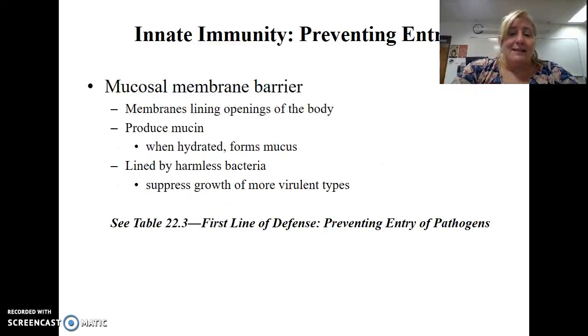The mucous membranes line our body, which I already mentioned. They provide mucus, which is mucin that interacts with water, produces that mucus. And then within the mucous membrane, we have the cilia cells that push the bacteria towards the entrance so that the bacteria don't get into our system, or the pathogen doesn't get into our system.